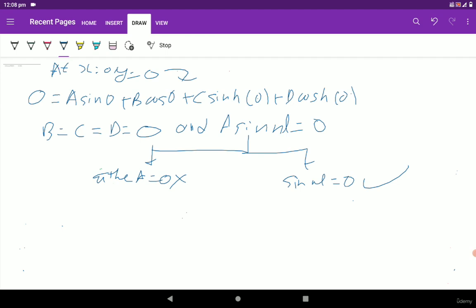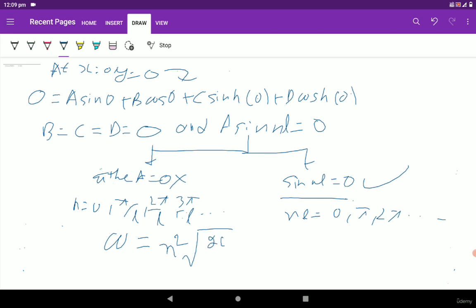So in this case, if sine nL equal to 0, then we are going to get n equal to 0, pi by L, 2 pi by L, and 3 pi by L, and so on. While if sine nL equal to 0, we are going to get nL equal to 0, pi, 2 pi, and so on. So for this case, we are going to get omega is equal to n square under root of gEI upon W.